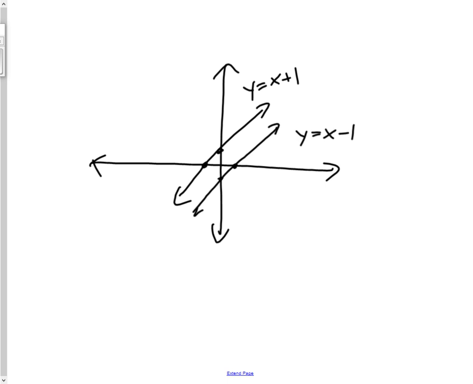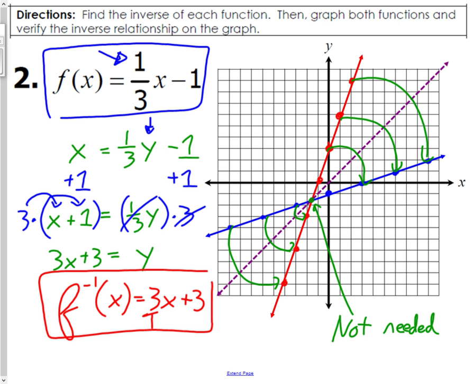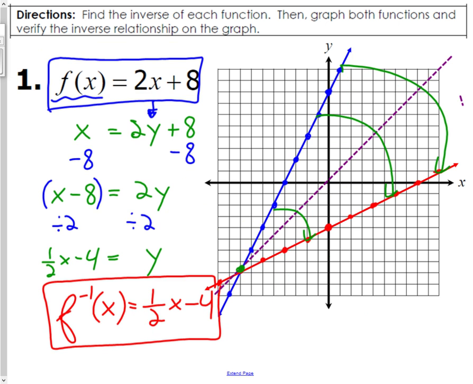Those lines will never touch. They are parallel, but they do reflect over that line y equals x. You get this nice highway-looking thing right here. These are inverses, even though they never intersect, and they don't intersect that line y equals x. So it's not completely necessary to have that intersection. It's just happened with these 2 examples, and it happens to look very pretty.